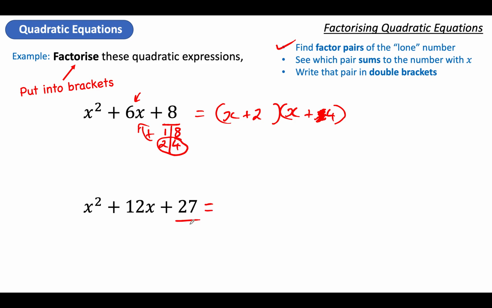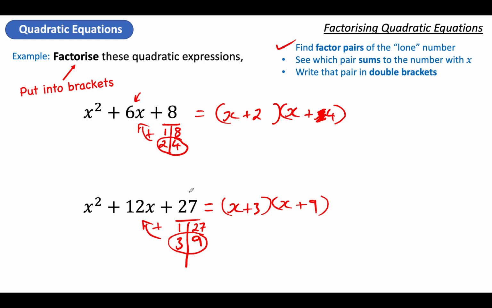So x plus 2 and x plus 4. Let's try it again. Okay, so pairs of numbers that make this number. So factor pairs. Well, 1 times 27 makes it. 2 doesn't work. 3 times 9 makes that number. And any others? 4, 5, no other factor pairs for 27. Now I'm looking for the pair of numbers which adds to make 12. Well, 1 and 27 make 28, but 3 plus 9 makes the 12. So those are the numbers I put in my double brackets. I put an x in each, and these two numbers. Now they're both positive, so we put positive 3, positive 9. And both my expressions have been factorised.